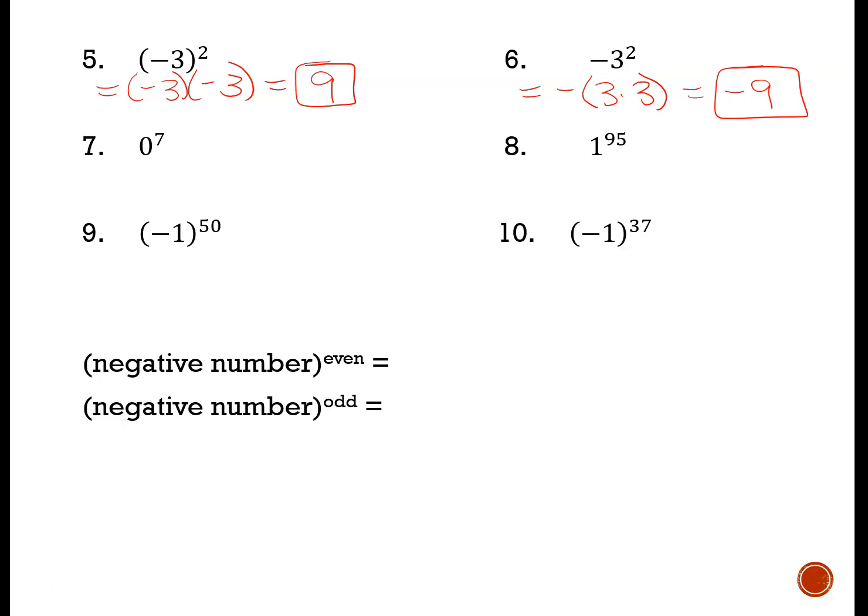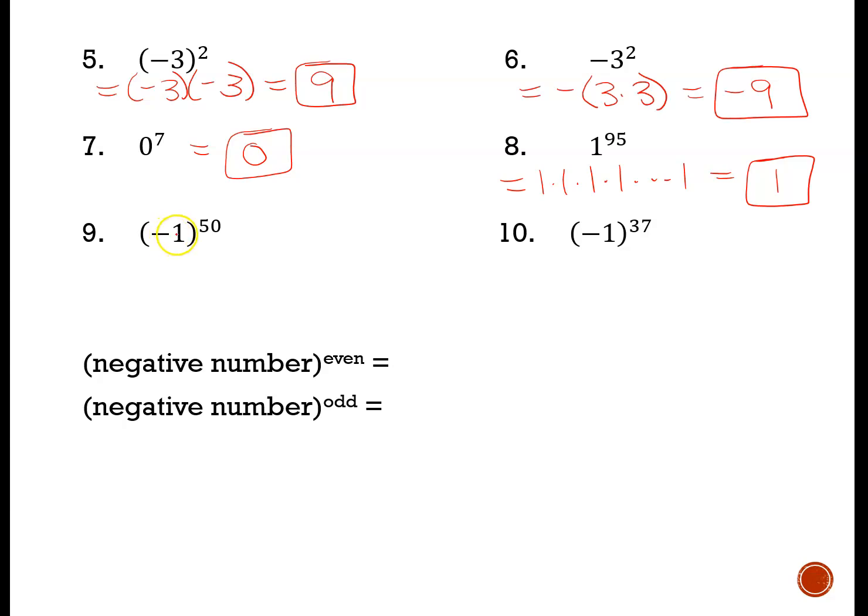Number 7, 0 to the 7th power. We do not have to expand this one. We know that if we multiply zeros together, no matter how many zeros there are, we'll still get 0 as our answer. Similarly, on number 8, there's no need to expand that. I don't expect you to write 95 ones. Just think about it. If I start multiplying ones together, 1 times 1 is 1, times 1 is still 1, and so forth, we would get 1, no matter how many ones we multiply together.